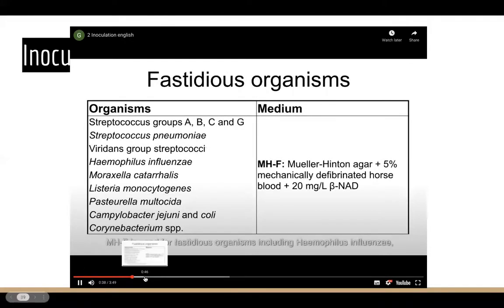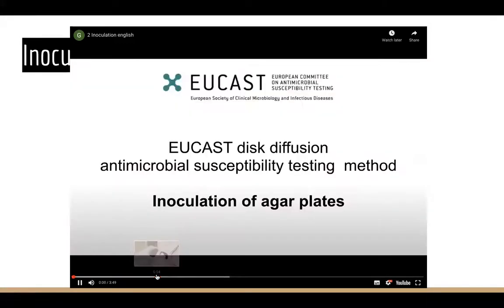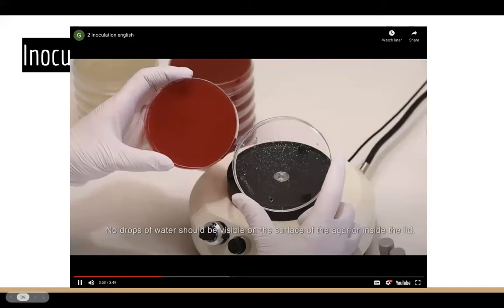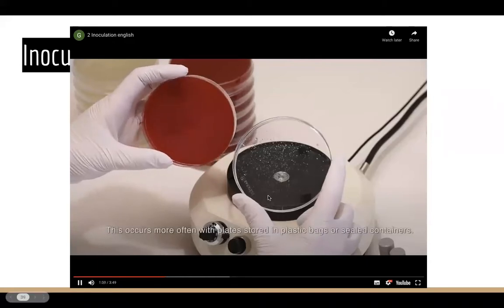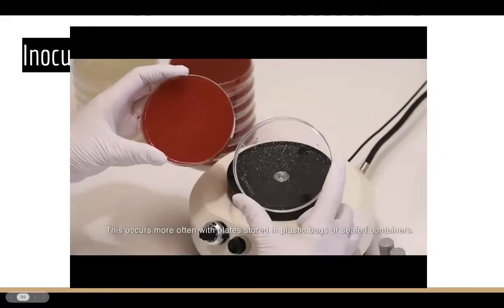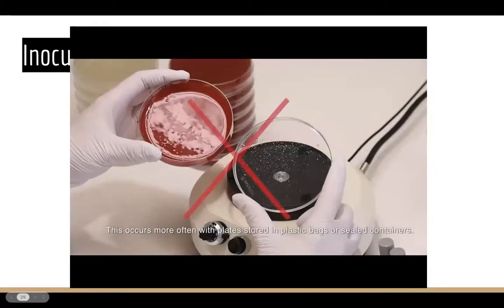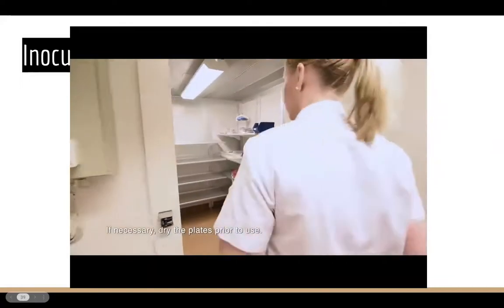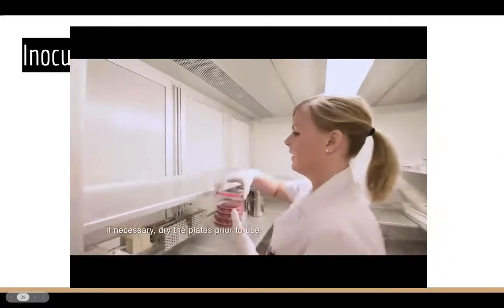We've been through this. It should be visible on the surface of the agar or inside the lid. This occurs more often with plates stored in plastic bags or sealed containers. If necessary, dry the plates prior to use.